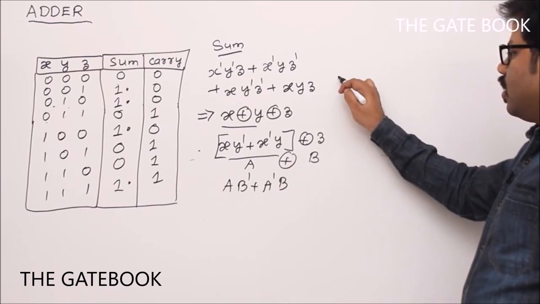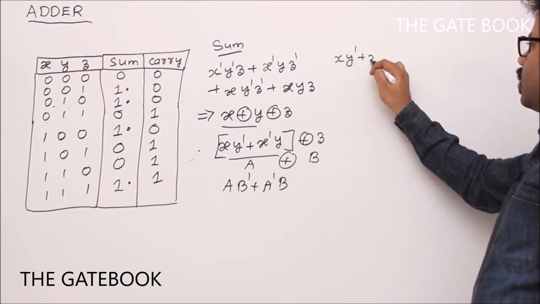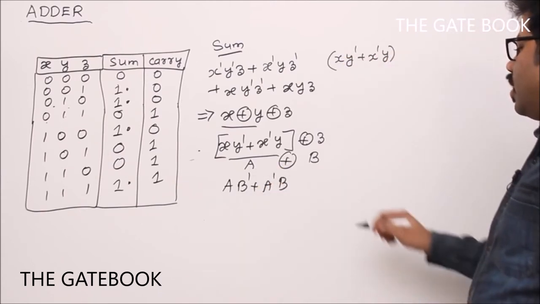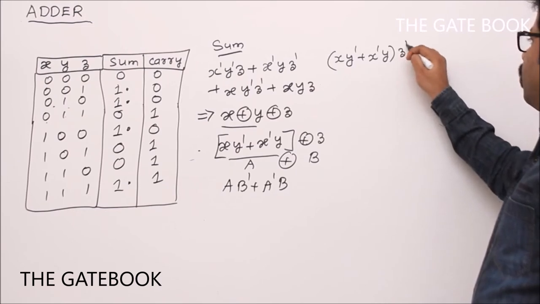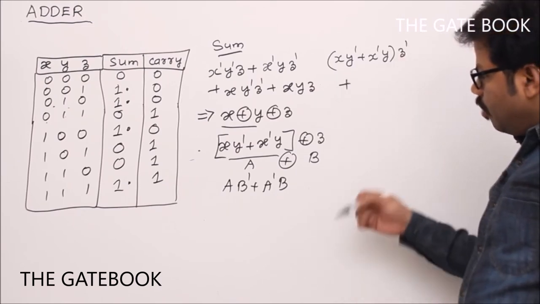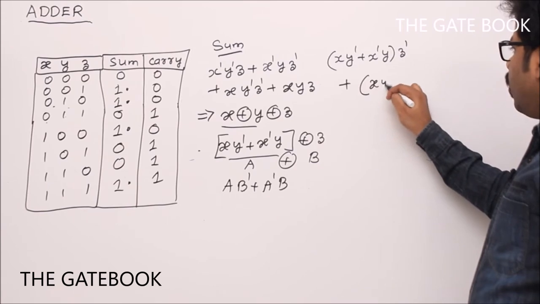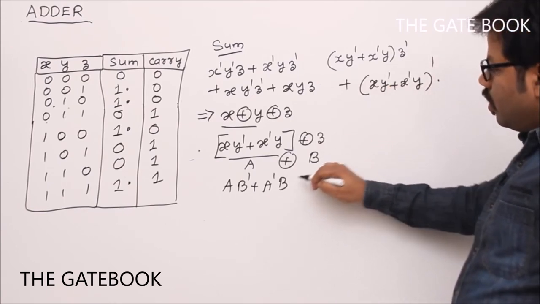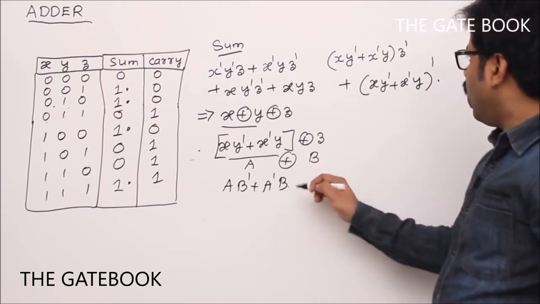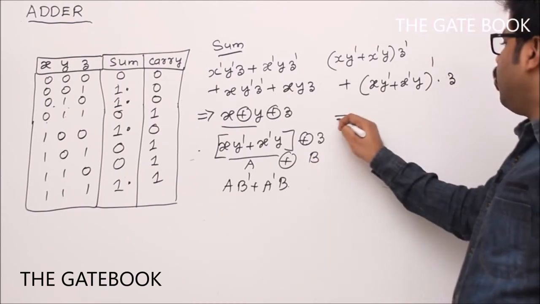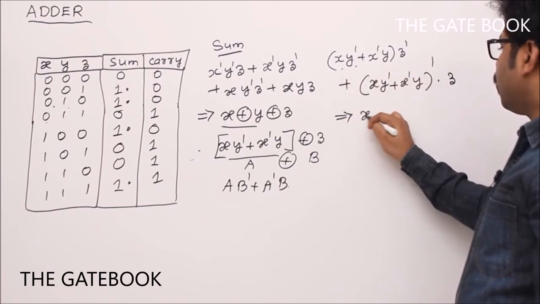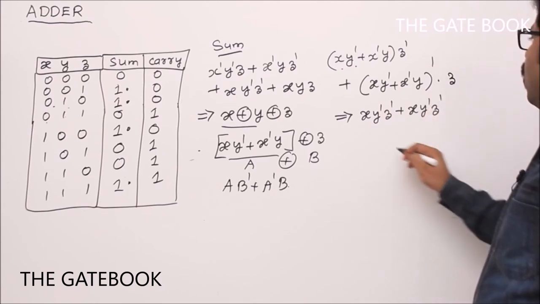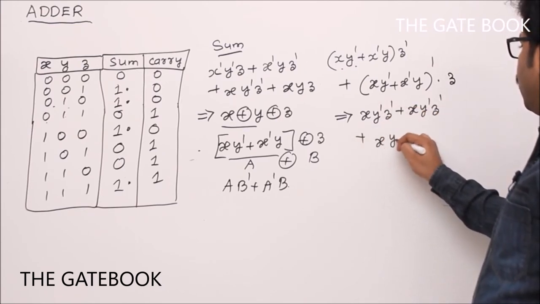What is A first? X y bar plus x bar y, into B bar. B bar is what here? B is Z, so Z bar, plus this time A bar. A bar is nothing but x y bar plus x bar y whole bar into this time B. Correct? A bar B. B is Z. Now if I simplify, you get here x y bar z bar plus x bar y z bar plus x y bar z.